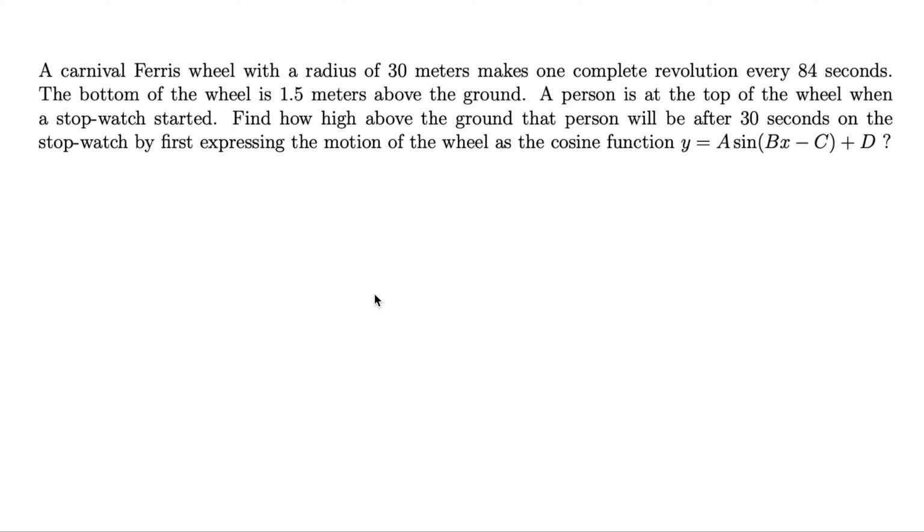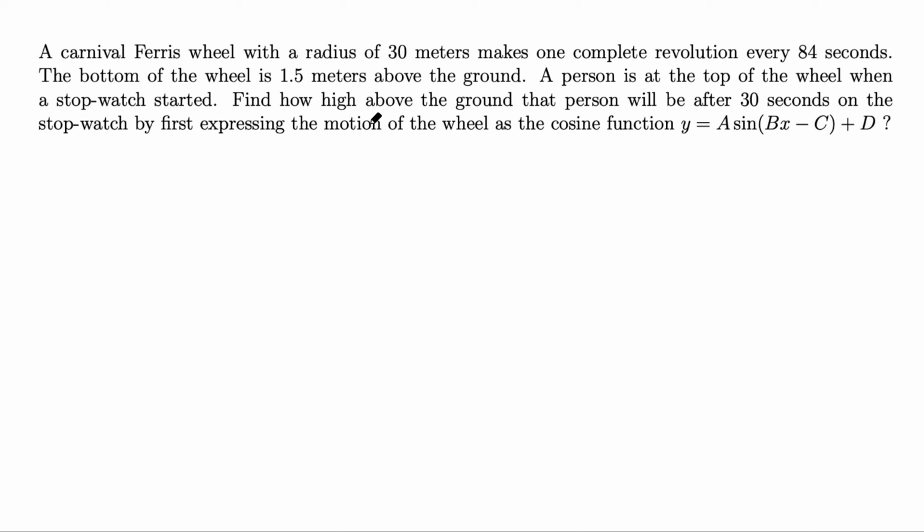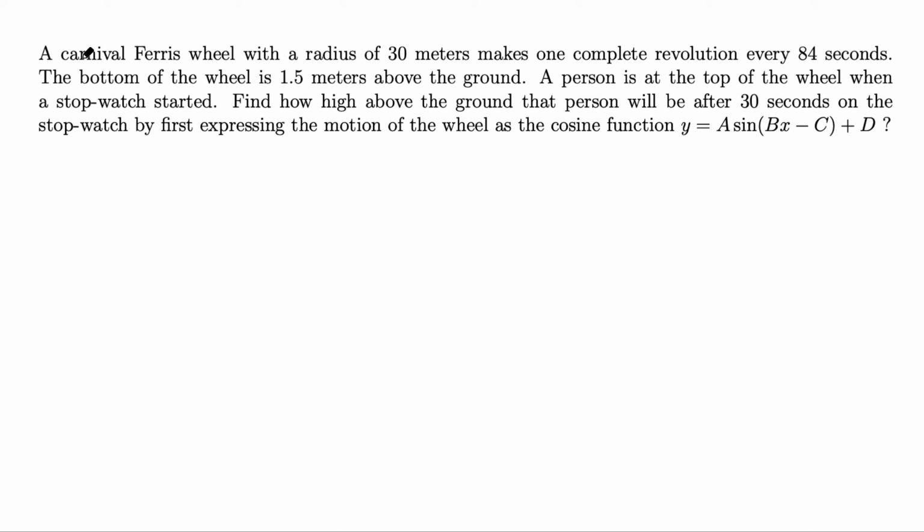So let's draw a diagram so that we can understand this question better. So Ferris wheel with radius 30 meters. Okay, so here let me draw a circle. So that's the radius is 30. Makes one complete revolution every 84 seconds. The bottom of the wheel is 1.5 meters above the ground.